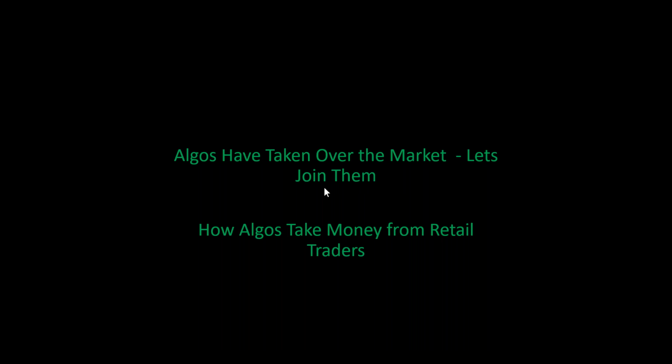Okay, also it's important to understand the algos, by the way, have taken over the market, and those are the computer software programs that are being produced and traded from the institutions. We don't want to fight them, we want to join them. So that's why we look for high probability trade setups.